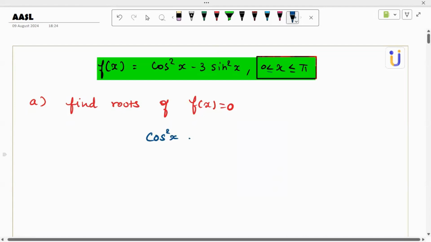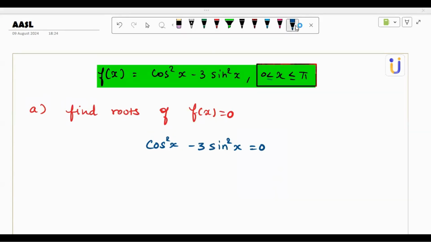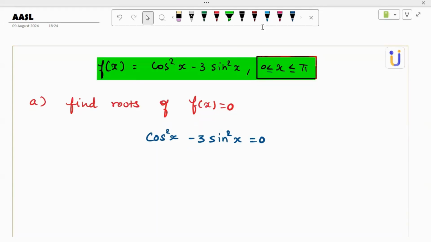Cos square x minus 3 sin square x equals 0. Right, two different functions are there. Let's try to convert into one, either cos or sine. We can apply the identities, and those are simply available in our formula booklet. I'm going to change this into complete cos form. Let's start.